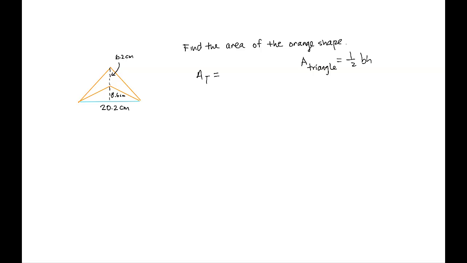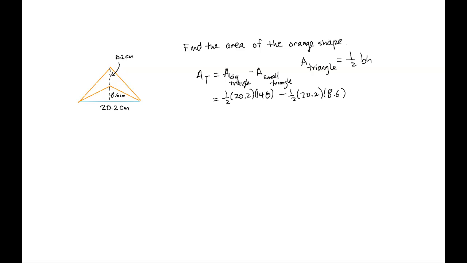So the total area is going to be area of the big triangle minus the area of the small triangle. So it's going to be 1/2. What's the base of the big triangle? 20.2. What's the height of the triangle? It's the 8.6 plus 6.2 for a total of 14.8, minus 1/2 of the base again, 20.2, times the height of the smaller triangle, which is 8.6.